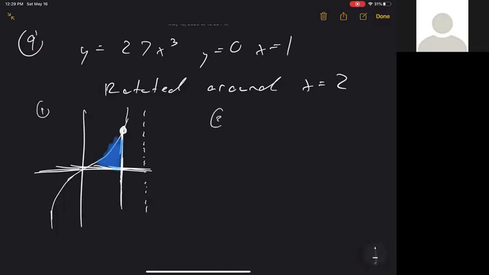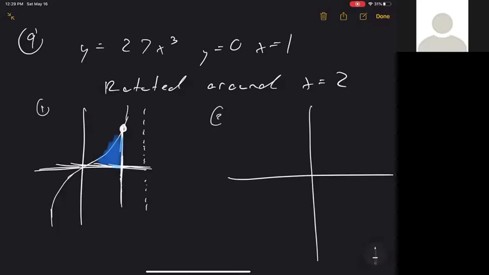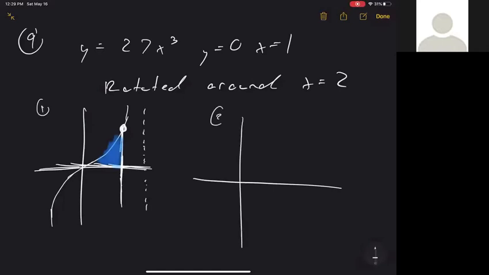Step 2, let's go ahead and draw our 3D object. So I'm starting with this, and then I'm rotating around that line, x equals 2. So I should end up with kind of a mirror image like that. And then my object should look like kind of a volcano type thing.